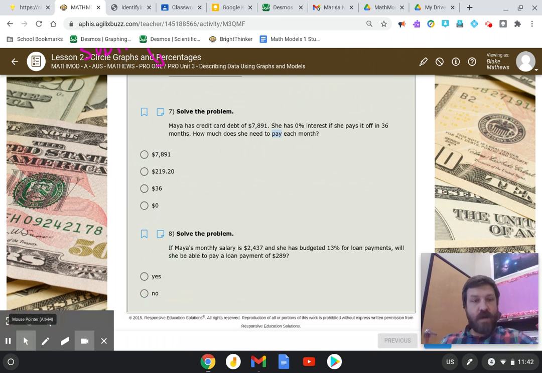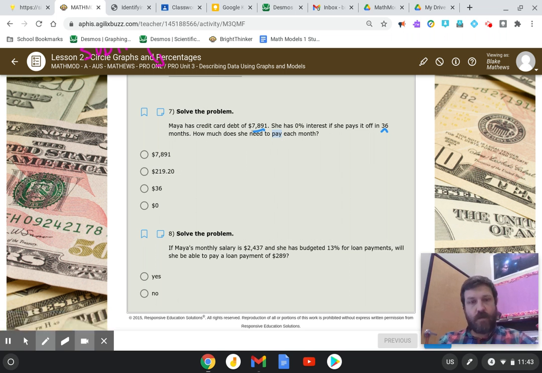Maya has credit card debt of $7,891. That's a lot of credit card debt. She has 0% interest. She pays it off in 36 months. That's pretty straightforward. She has 36 months to pay off this amount. You need to divide. How much is each month going to need to be? That amount divided by 36.